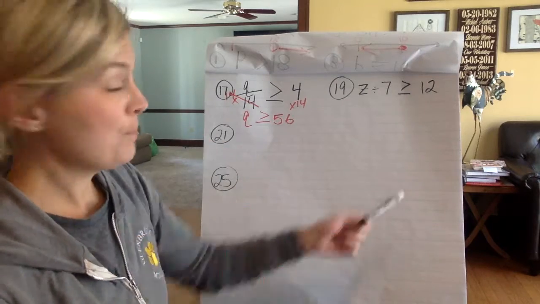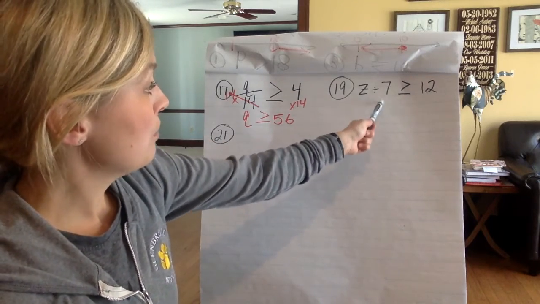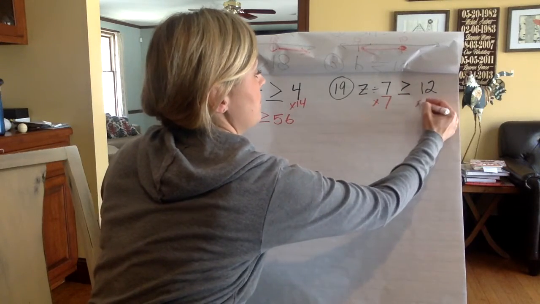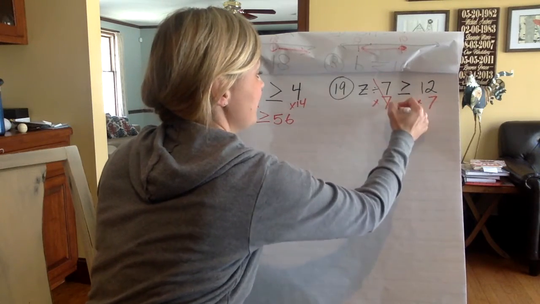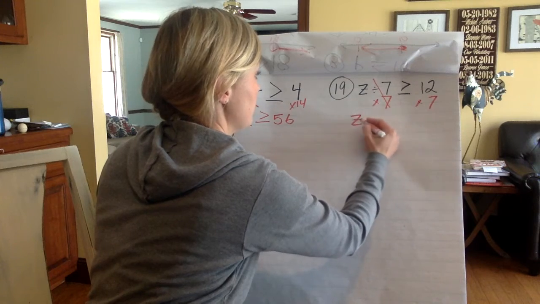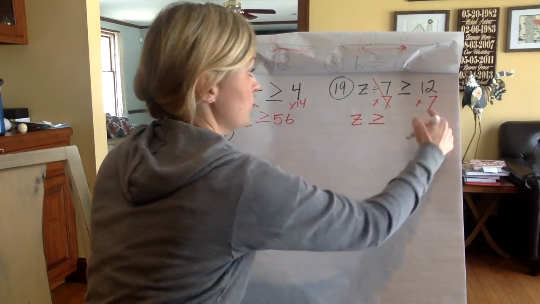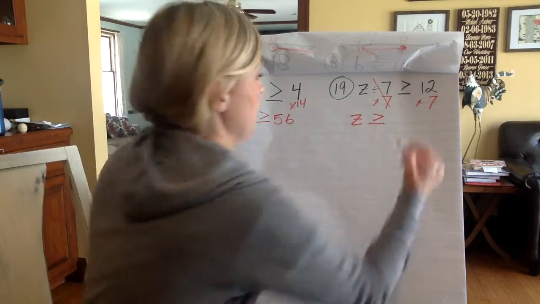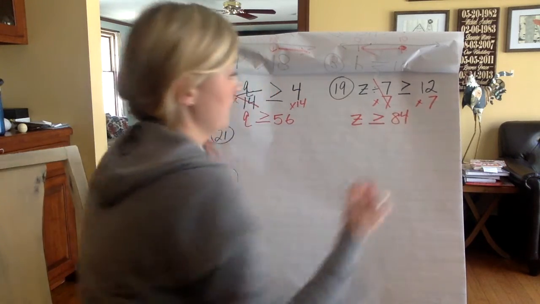Now we need to solve. We want to get Z by itself. We're going to multiply by 7 on both sides. I'm going to multiply by 7 here, multiply by 7 here. These end up canceling out. I end up with Z is greater than or equal to 84.